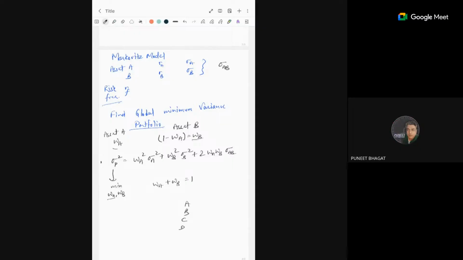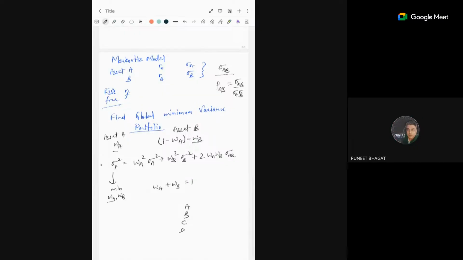Yes, sir. But for the exam, the rho value will be given, right? Either the covariance or the correlation value will be given to you, and you know the relation between these two things. This part is there in the slide very clearly.